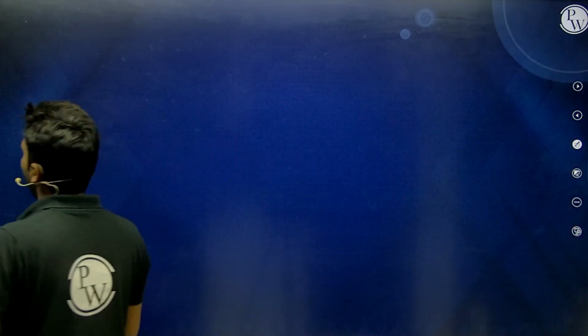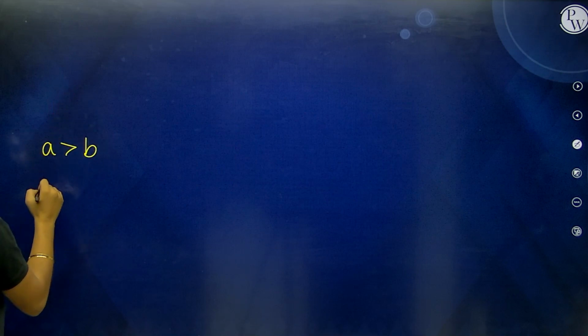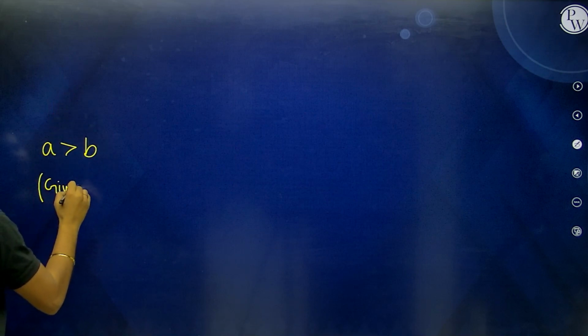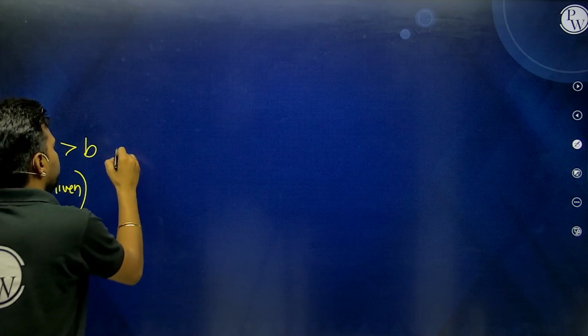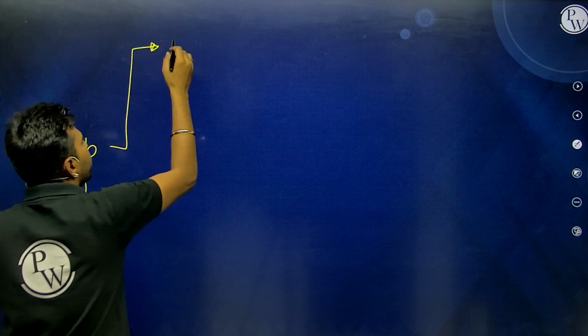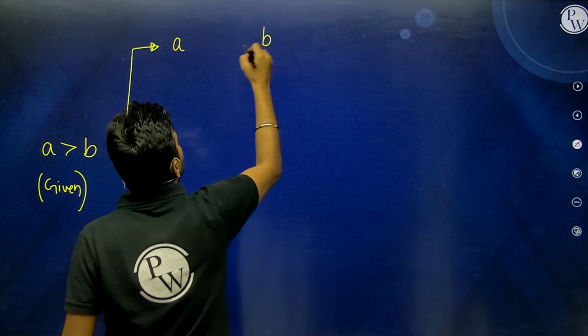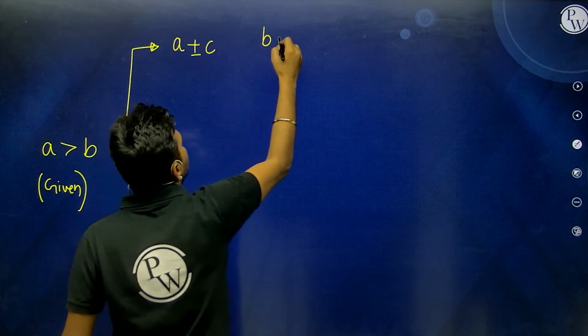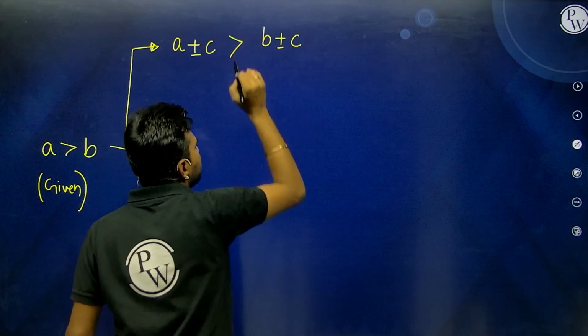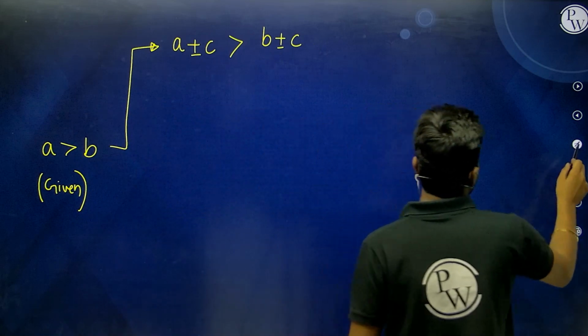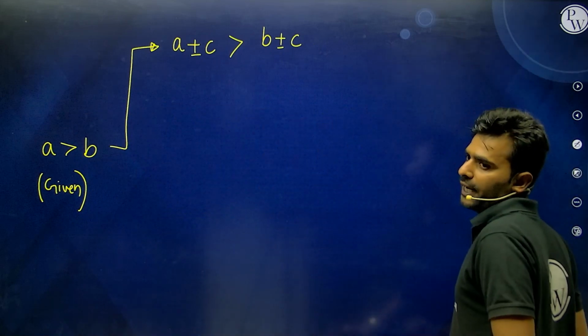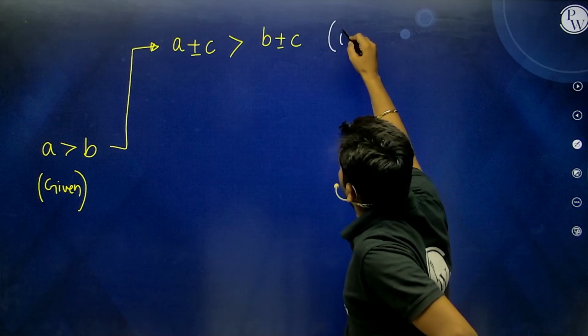Let's say I have been given a is greater than b. This is given to me, that a is something which is greater than b. If I add the same number or subtract the same number from both sides of the inequality, the sign of the inequality is not going to change. It doesn't matter whether c is positive or negative.